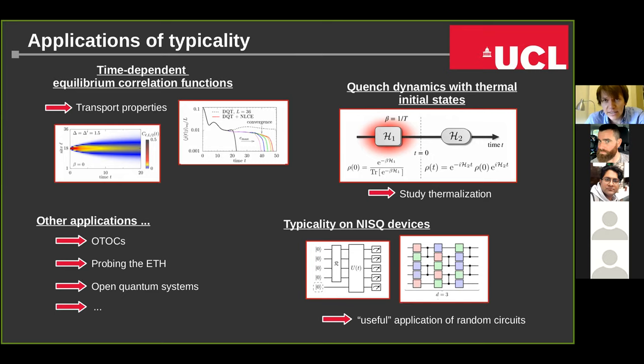The other point that I want to emphasize is quench dynamics with thermal initial states. So in the beginning, I told you that in these quantum quenches, you have a pure initial state, but there might also be other situations where your initial state is not pure, but a mixed state. And in these cases, typicality can also be very useful.